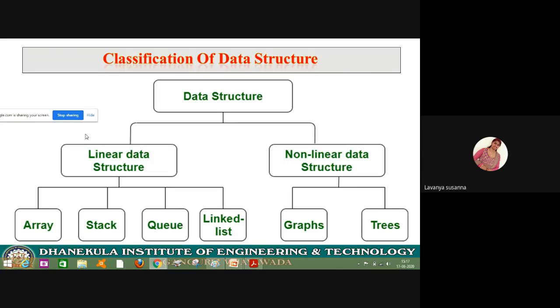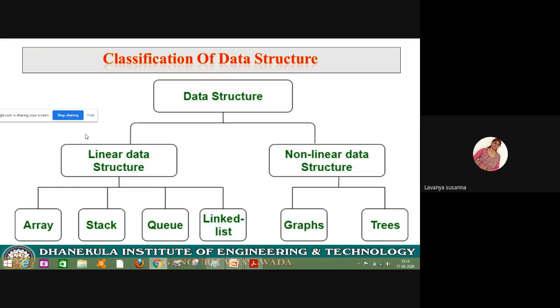Now let us see examples of linear data structure. Examples are arrays, stacks, queues, linked list. Again, see examples of linear data structure: array, stack, queue, and linked list. These are considered linear data structures where the data are arranged in sequential order. It will occupy continuous memory locations.